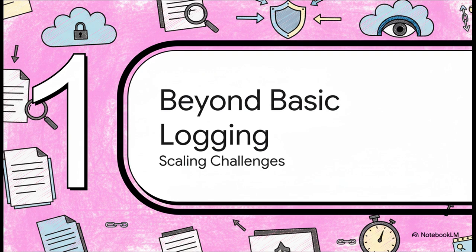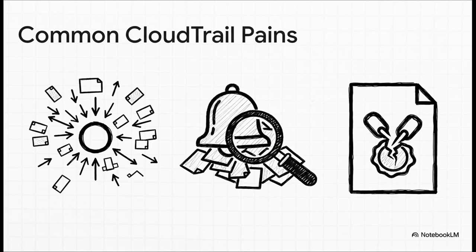You know how it goes. You start with one account, then a few more. Pretty soon you've got teams all over the place, multiple regions, and suddenly you're facing a few classic headaches. Your logs are scattered everywhere, you're always playing catch-up on security issues after they happen, and when an auditor asks if you can trust your logs, well, that gets complicated. Yeah, these are the big ones, and they're exactly why just having logs isn't enough. You need a real strategy. So let's tackle that first pain point head-on, the log sprawl.